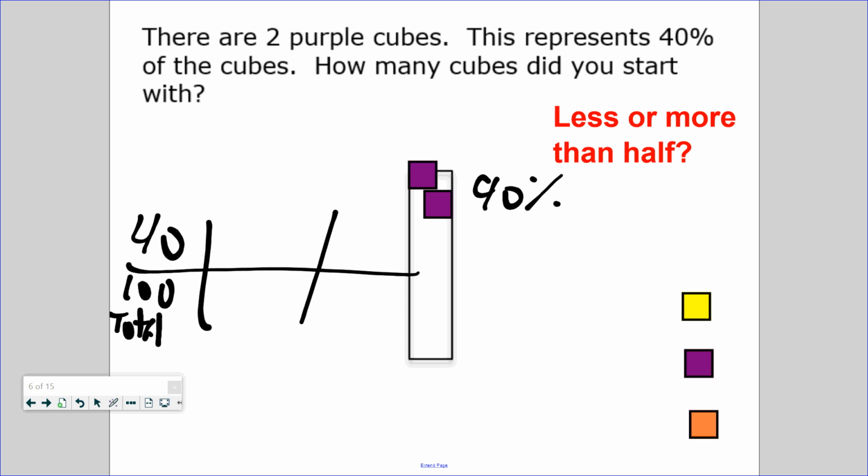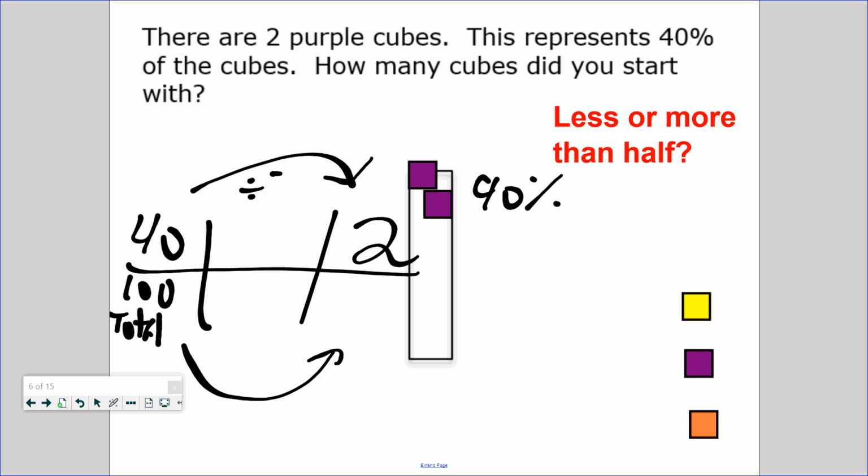Does that 2 purple represent the total number of cubes or part of it? So it goes up here. Do you know a relationship between 40 to 2? Divide by 20. So it's 2 out of 5, because each cube represents 20%.